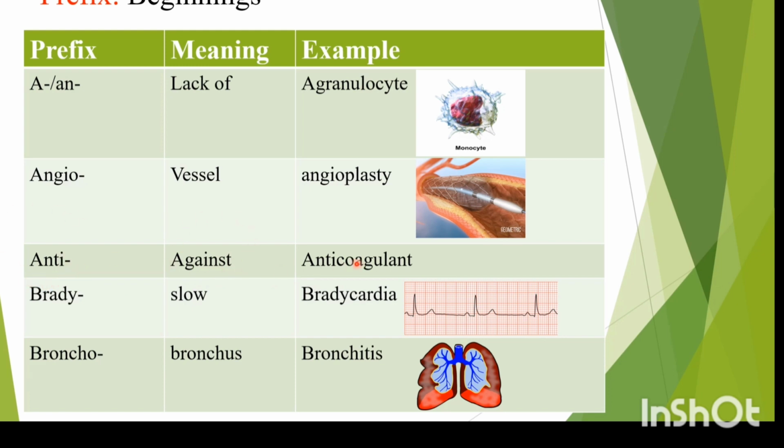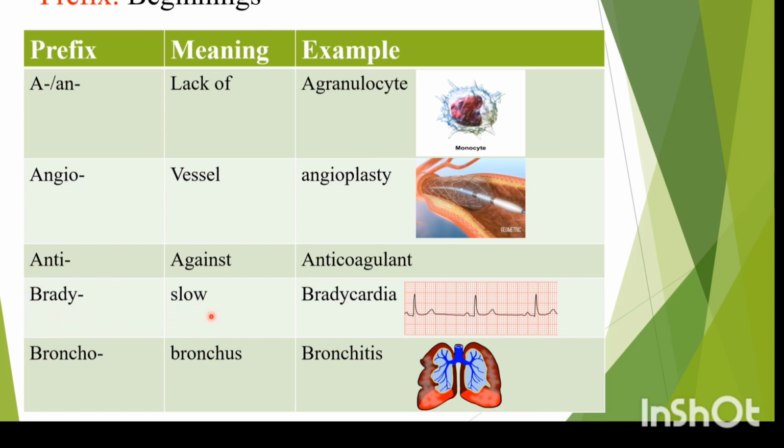Anti means against. Example, anticoagulants. So the drugs used to prevent coagulation are called anticoagulants. So these drugs are used against the coagulation. Anti means against, coagulant means coagulation. So these drugs used to prevent coagulation are called anticoagulants.